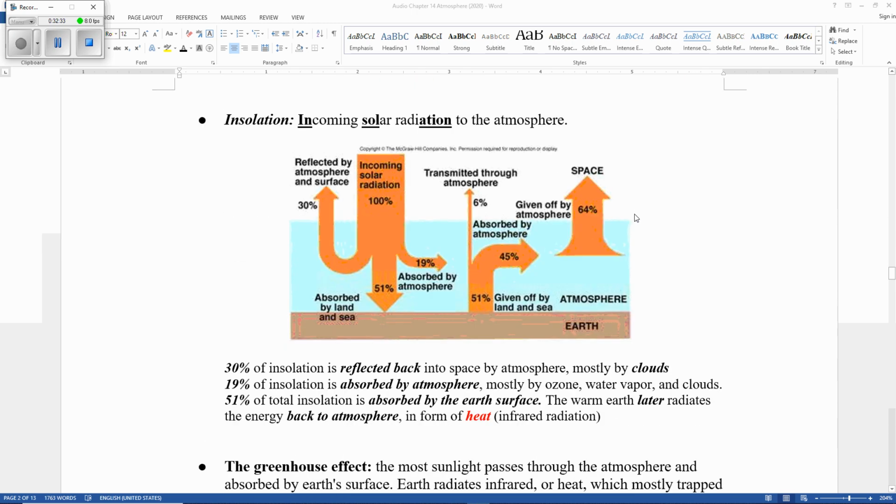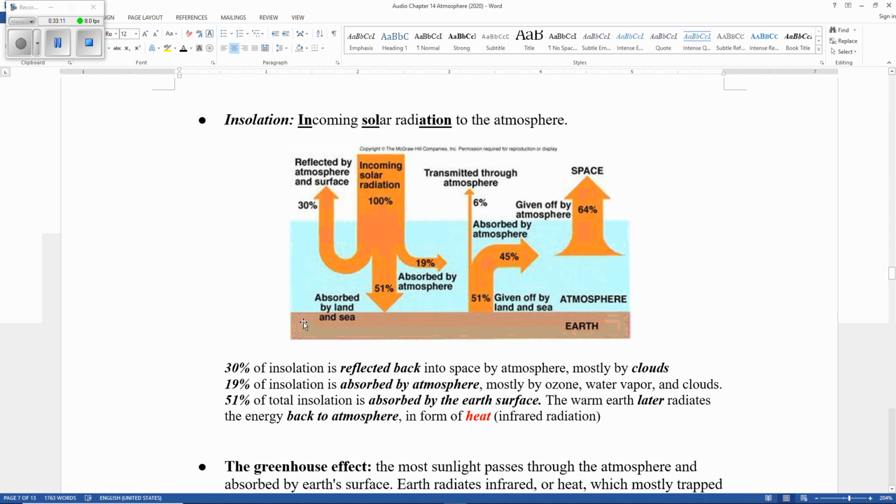Now the solar energy comes to the Earth. We call it incoming solar radiation. That is the solar energy entering the atmosphere, and we also call it insolation. So please remember, insolation is incoming solar radiation to the atmosphere. About 30% of insolation just goes back to space.